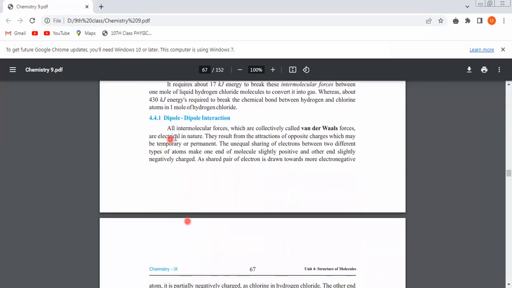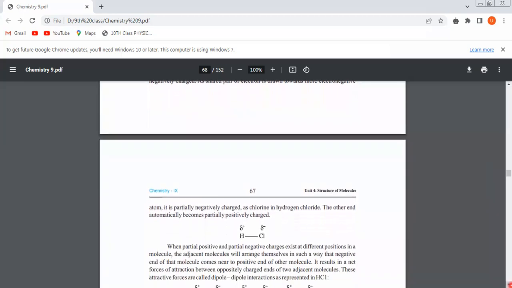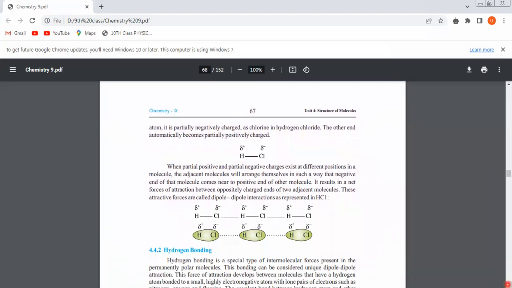Dipole-dipole attraction and intermolecular forces, which are collectively called van der Waals forces, are electrical in nature. They result from the attraction of opposite charges, which may be temporary or permanent. The unequal sharing of electrons between two different kinds of atoms makes one end of the molecule slightly positive and the other end slightly negatively charged. As the shared pair of electrons is drawn towards the more electronegative atom, it is negatively charged, as chlorine in hydrogen chloride.